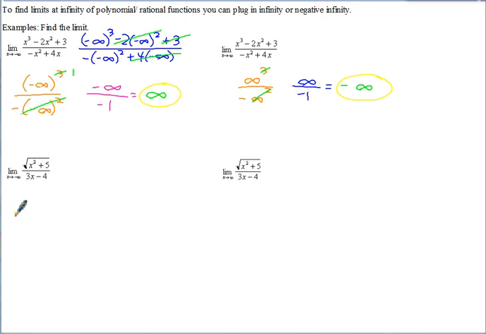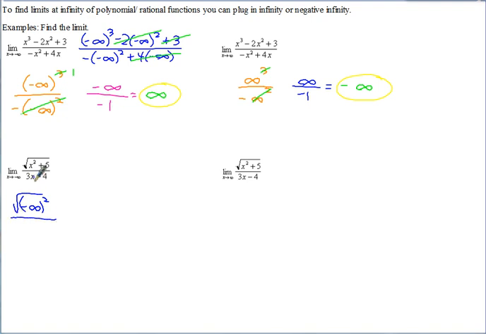Now let's take a look as x approaches negative infinity on this one. So we've got the square root of x squared plus 5. Again, even though it's in the square root of x squared, when you plug in infinity, it's going to be a much larger magnitude than the 5, so the 5 is basically negligible. So on the numerator, we've got negative infinity squared. And notice every time I substitute negative infinity, I put it in parentheses. Whereas infinity, you don't have to worry about that.